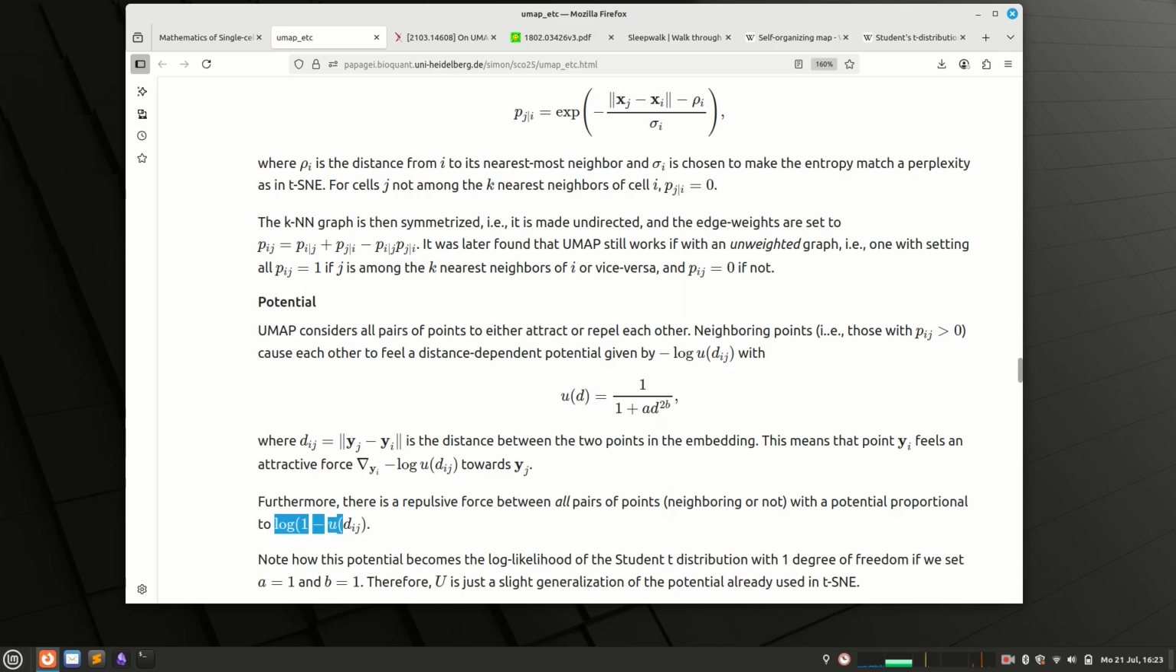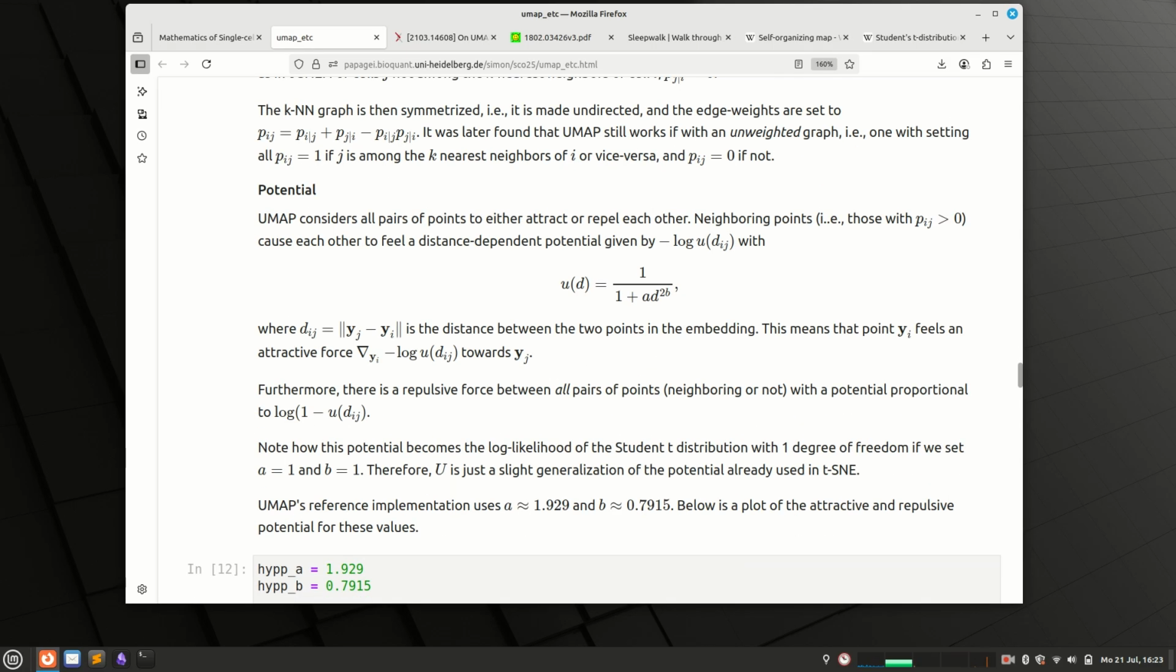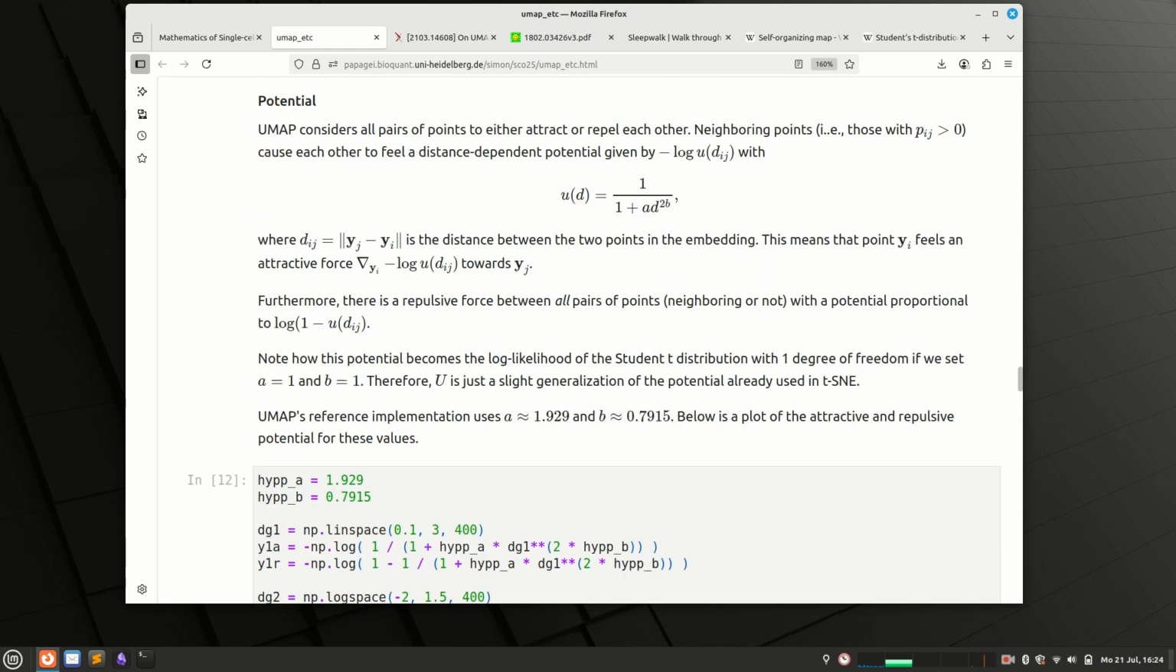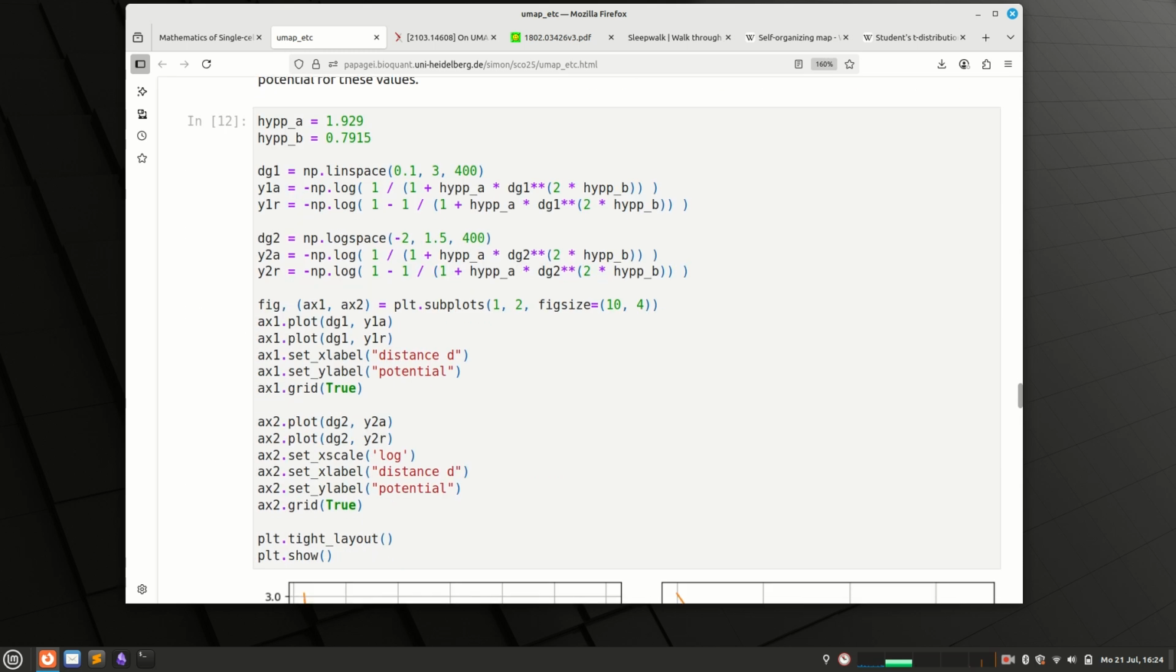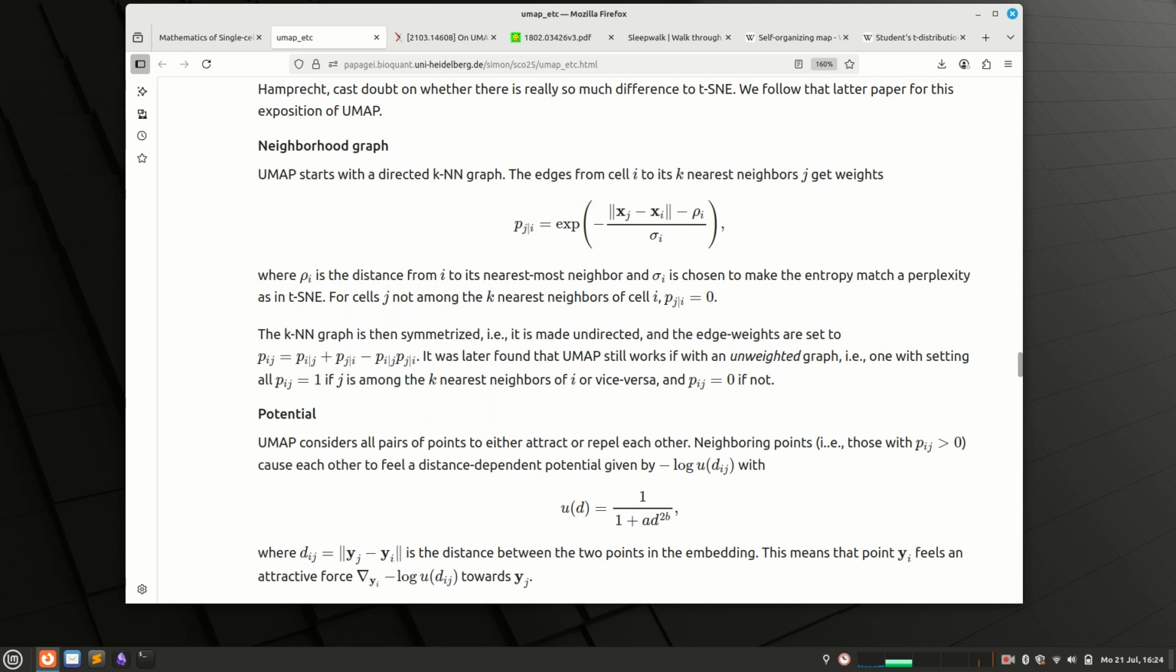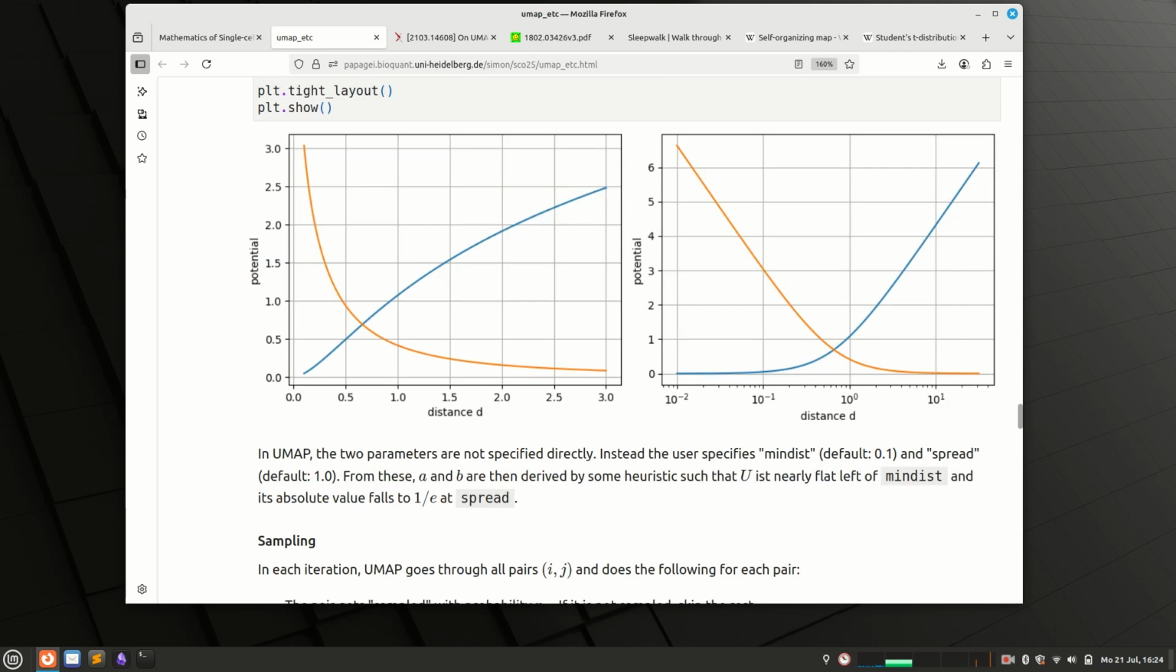So this is the repulsive potential, log 1 minus u, and this is the attractive potential, minus log u. And we take the gradient of these things, and then we get our forces and we move the points according to these forces. And here I've now shown you first how this thing looks. With a normal x-axis, you see it falls off like this.